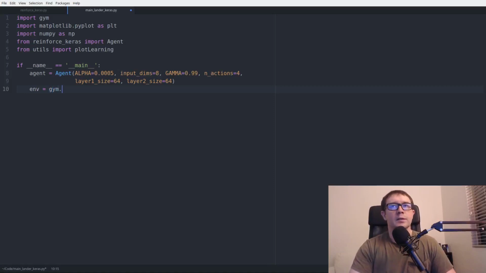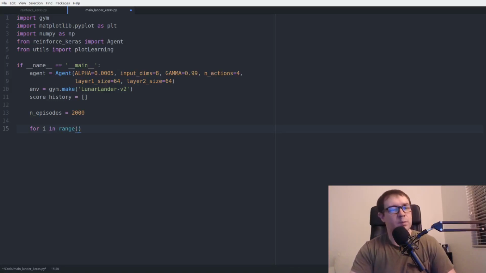So let's do our environment, Lunar Lander V2. Score history, of course, what we use to keep track of the scores, and episodes 2000. The consequence of the sample inefficiency is that it takes far more episodes to converge to something reasonable, whereas in deep Q-learning, we basically have it solved within 150 to 200 episodes. Episodes done equals false, score equals 0, observation equals env.reset.